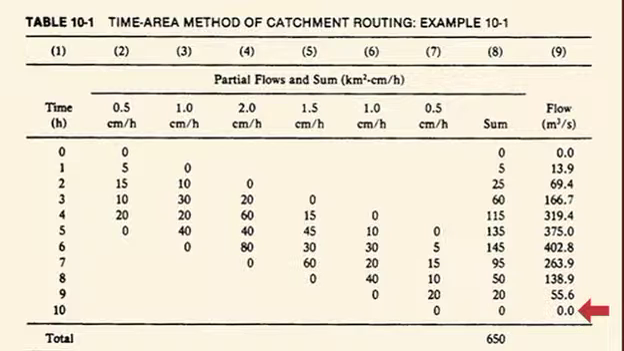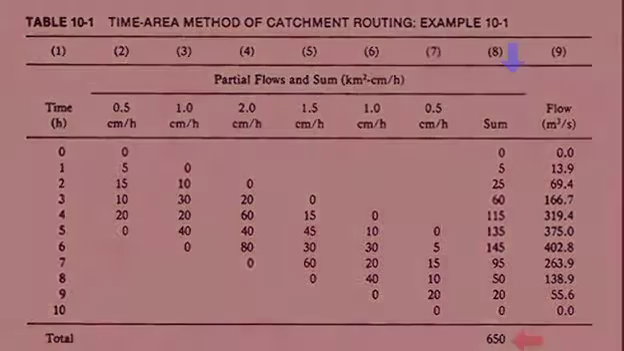The time base of the outflow hydrograph is 10 hours, which is equal to the time of concentration, 4 hours, plus the rainfall duration, 6 hours. The sum of column 8 is 650 kilometer square centimeter per hour, which represents a total rainfall volume of 6.5 centimeters in hourly increments, uniformly distributed over the entire 100 kilometer square catchment.